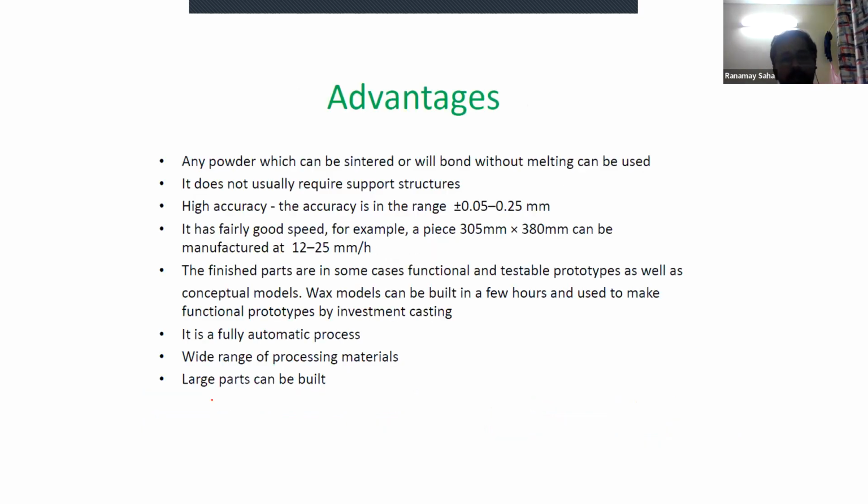So after that, we have some advantages and disadvantages. Any powder which can be sintered or bonded without melting can be used. And also it doesn't require additional support structures, as we discussed in the earlier slide. The unbonded or loose powders indeed offer the support to the product, right? Then these are high accuracy processes. You can have a fully automatic process in SLS. And you can also make large parts, large size products.